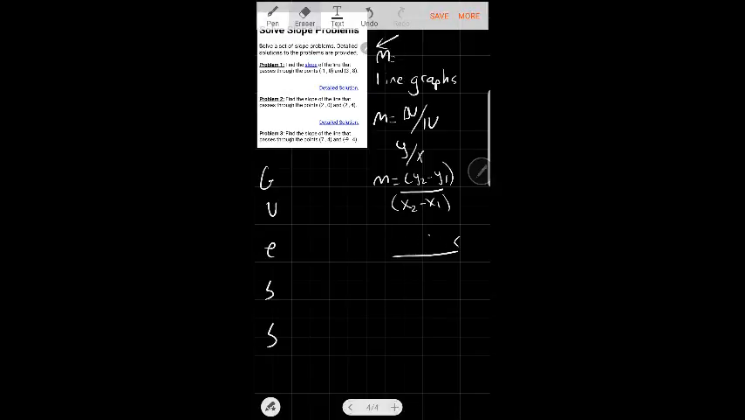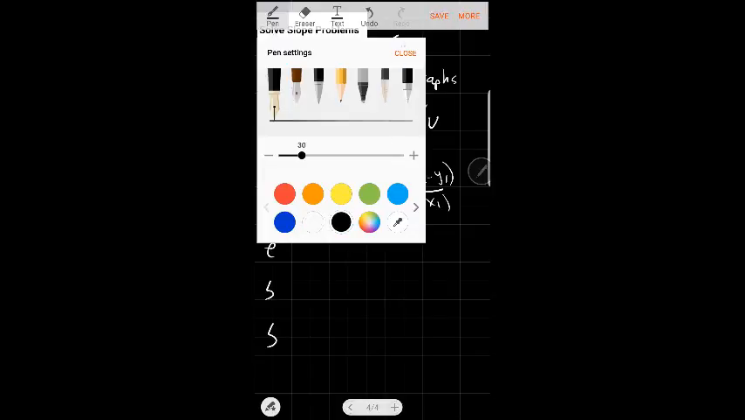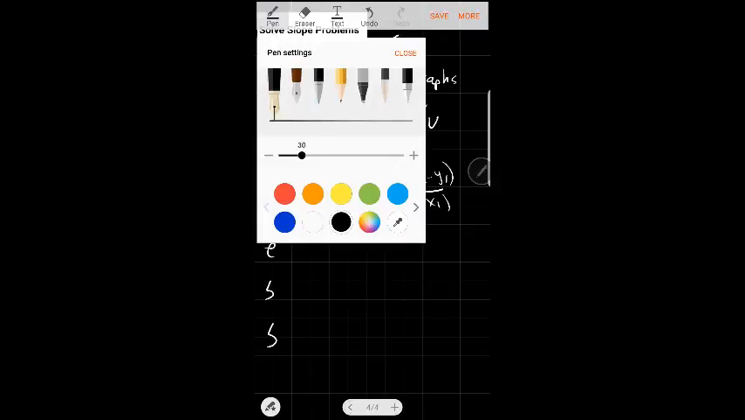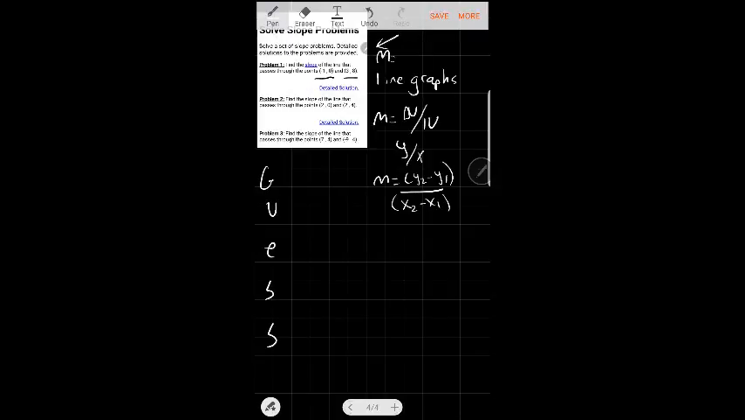Sample problem number 1 asks us to determine the slope between the points (-1, 0) and (3, 8). If you remember the coordinates, the x goes first in the first coordinate and the y goes next. And then again, the x and the y.